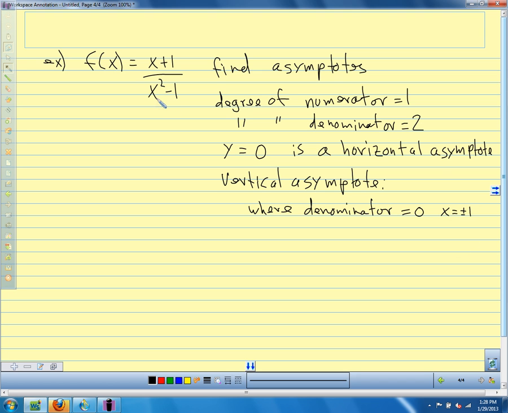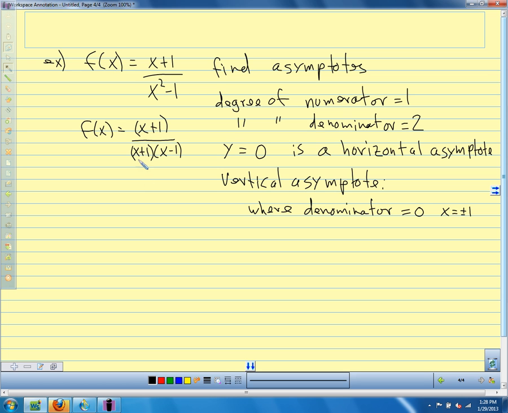Well, let's take a look at this function. Let's be a little more careful here. Let's say that f of x equals x plus 1 over x squared minus 1. How can we factor x squared minus 1? x plus 1 times x minus 1. So we've been practicing with this for a couple of days. We have possibilities of vertical asymptotes at x equals plus or minus 1.